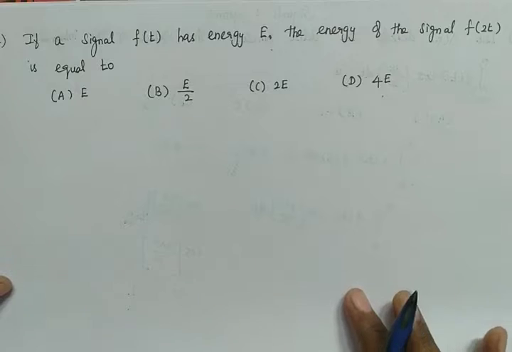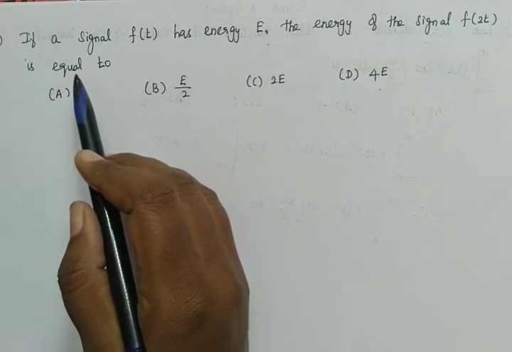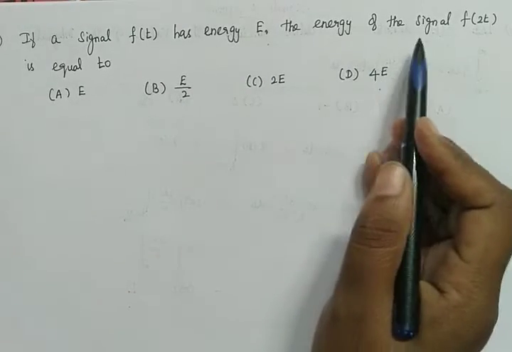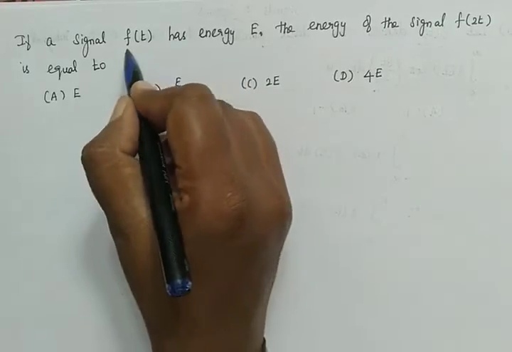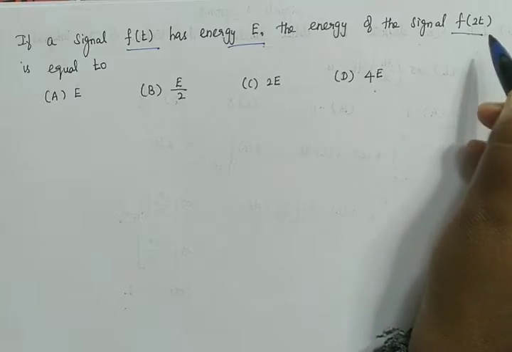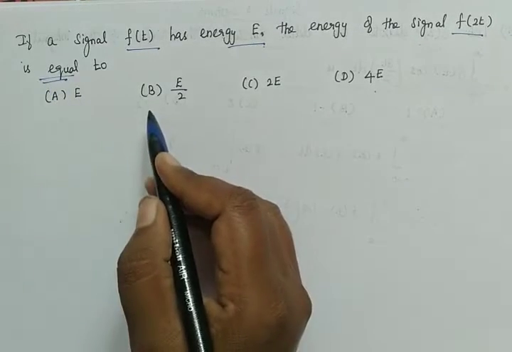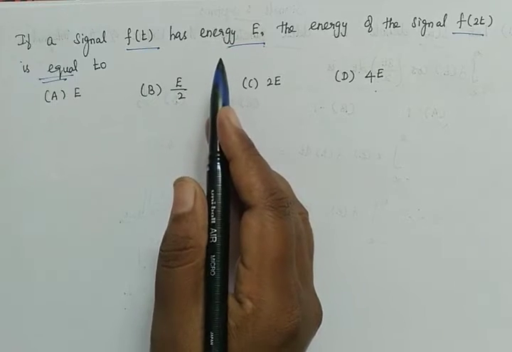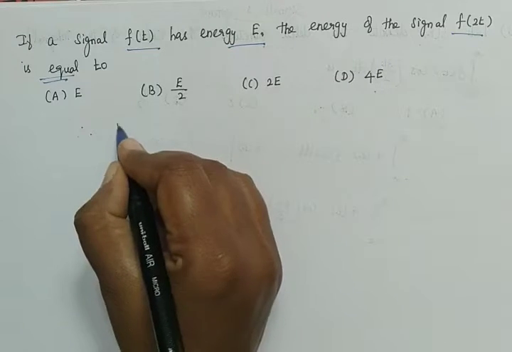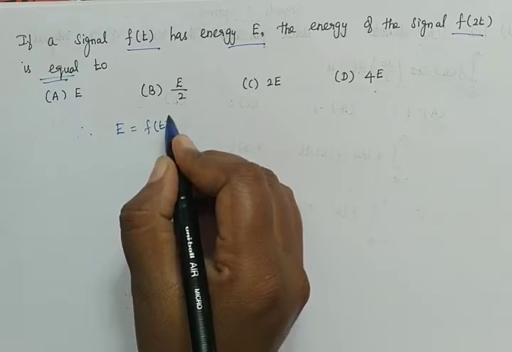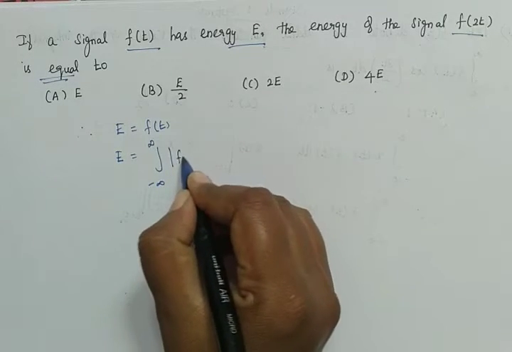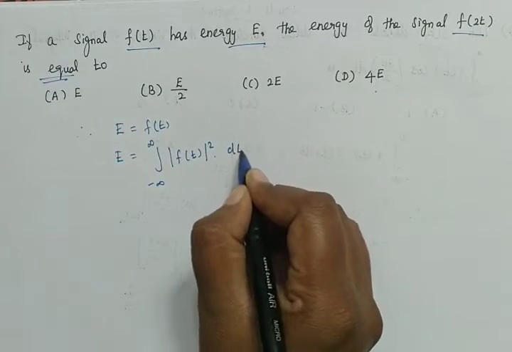Then let us move on to the next problem. If a signal f(t) has energy E, what is the energy of the signal f(2t)? Here we have f(t) with energy E, and we know that the energy of the signal is E equal to the integral from minus infinity to plus infinity of f(t) the whole squared dt.